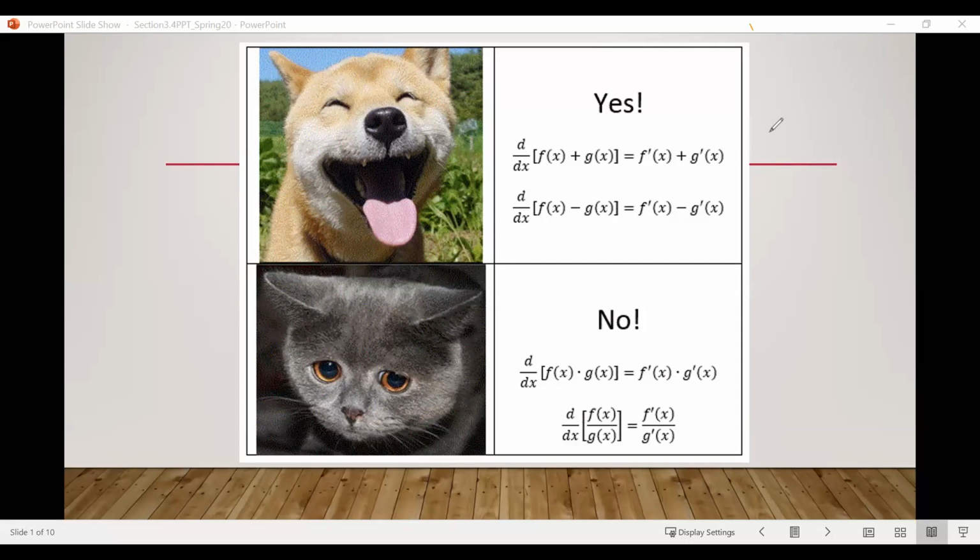The other thing I want to say is I really love this meme as a dog lover because the dog on the top is the one doing the rules correctly, whereas the cat on the bottom is the one not doing them correctly, although I say that with all due respect to you cat people who are watching, so apologies to you all.